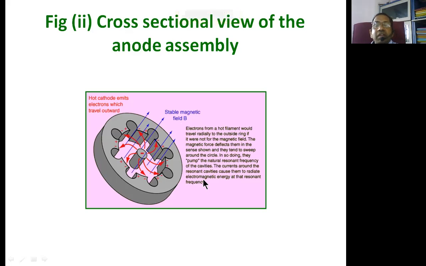So because of the magnetic field, it is going to deflect the electron beams. In so doing, they pump the natural resonant frequency of the cavities. The currents around the resonant cavities cause them to radiate EM energy at the resonant frequencies. So this rotating nature of the field is nothing but the EM field which is generated because the electric and magnetic fields are both applied simultaneously.